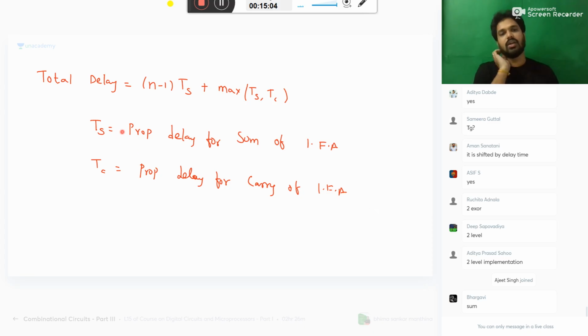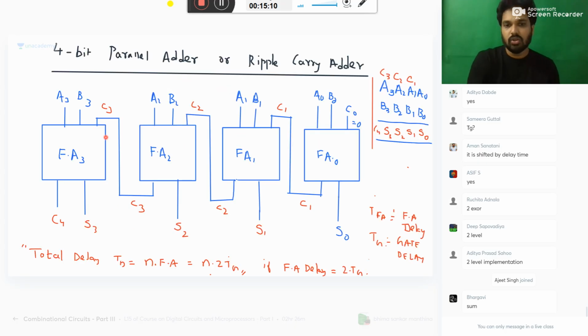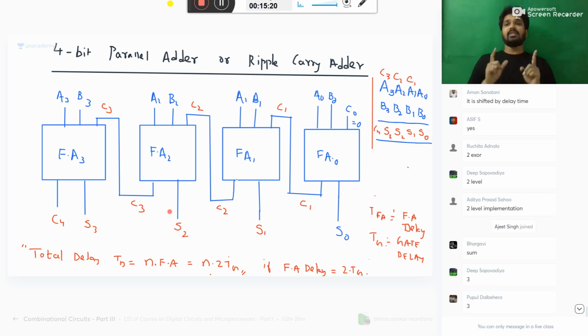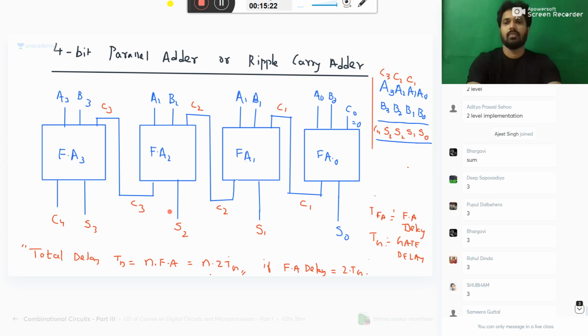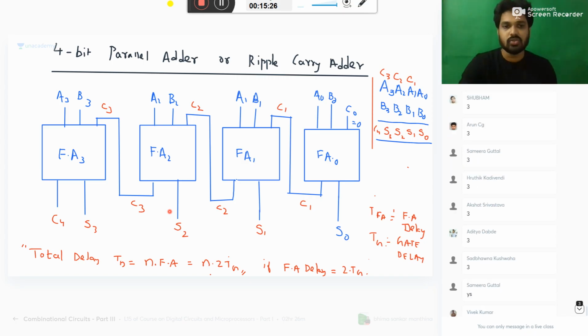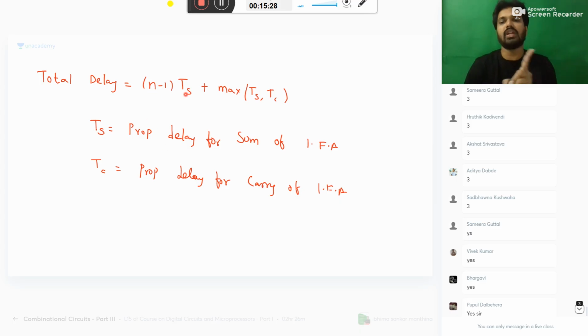It is the propagation delay of sum for one full adder and propagation delay of carry for one full adder. In that, please understand this. You should wait for this carry, this carry, this carry. How many carries you need to wait? First carry, second carry, third carry, 3 carries. Can I say 3 carries is nothing but n minus 1? Yes. So n minus 1 times you should wait for carry.